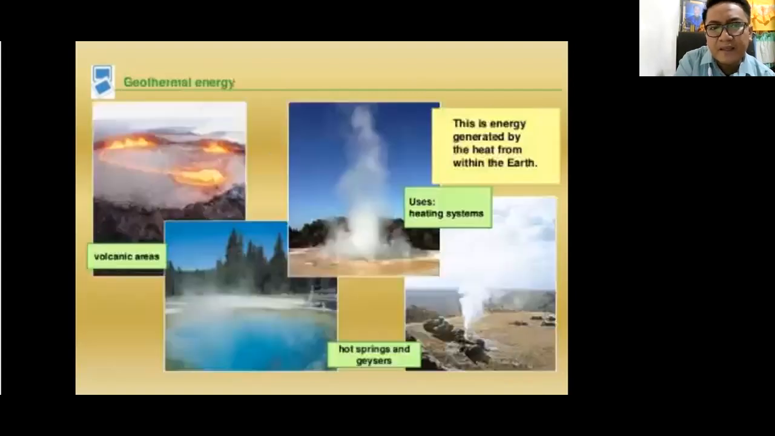Next po natin, the geothermal energy. The geothermal energy, ito po, specific lang po yung mga spot po niya. No? So malalapit lang po mga vulkan. Specific po talaga na pwede po siyang gamitin. Makapag-produce ng energy. No? So yun po si geothermal energy.